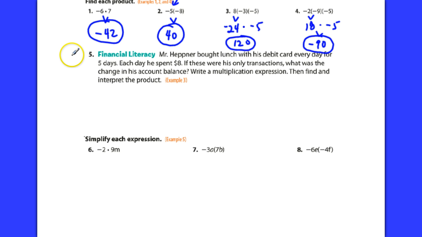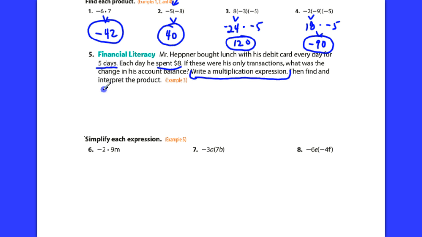So this is really all about understanding and using those rules of multiplication. Let's take a look at number 5 and see how we can apply this to a problem. Mr. Hepner bought lunch with his debit card every day for 5 days. That's important right there, so underline or highlight 5 days. Each day he spent $8. So in other words, they took $8 out of his account for 5 days. If these were his only transactions, what was the change in his account balance? Write a multiplication expression.